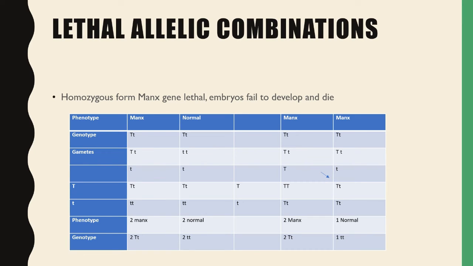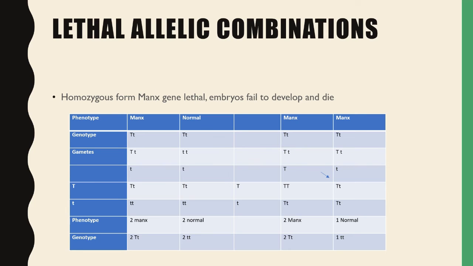This is probably the best way to describe how lethal allele combinations arise. The homozygous form of the Manx cat gene is lethal, and the embryos will fail to develop and therefore die. On the left you see the phenotypes, Manx and normal. We're crossing the genotype capital T, small t, with the normal, which should actually be two small t's. The gametes for the Manx are big T and small t, and for the normal, two small t's.